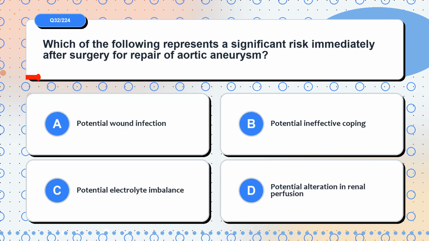Question 32. Which of the following represents a significant risk immediately after surgery for repair of aortic aneurysm? Here are the options. Option A. Potential wound infection. Option B. Potential ineffective coping. Option C. Potential electrolyte imbalance. Option D. Potential alteration in renal perfusion.